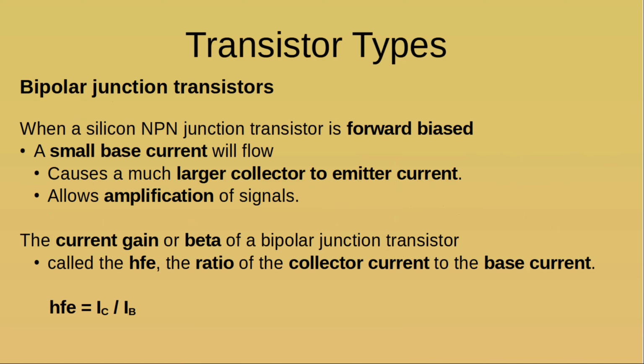So with the NPN transistor, when we forward bias the base, we get a small base current and a much larger collector current, which is the term we call HFE, or the collector to base current ratio. A lot of your relatively cheap multimeters will even have a 3-pin socket on them. You can measure the HFE for a transistor.